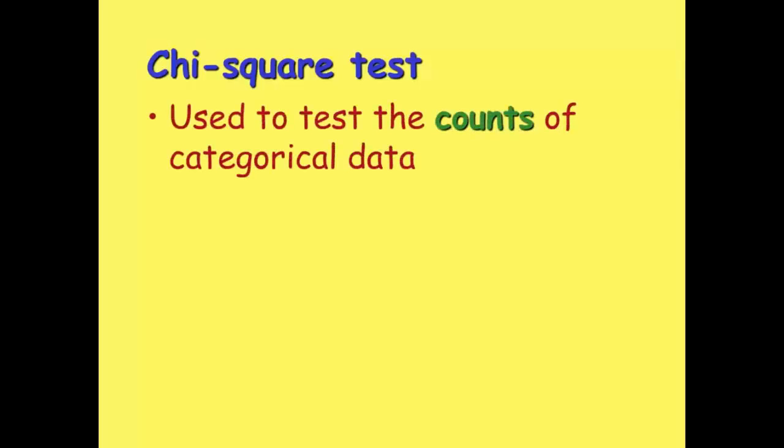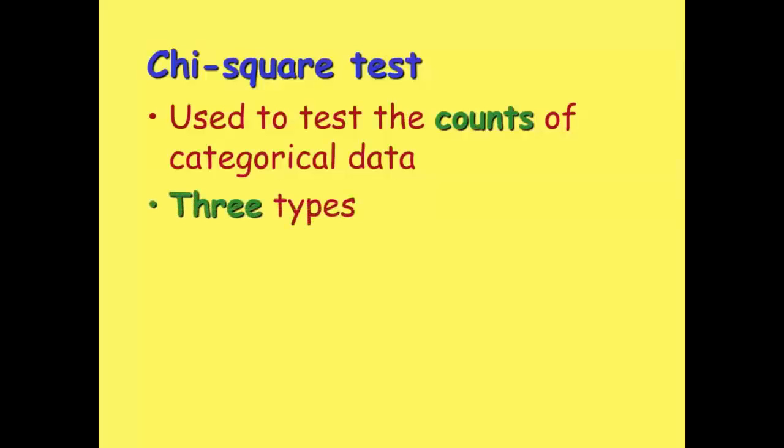So let me first talk about the purpose behind it. We use this whenever we're trying to look at counts of categorical data. So this is the first test that we'll look at that doesn't involve some sort of numerical data. So we're not looking at means and standard deviations. Instead, we're looking at the counts of categories.